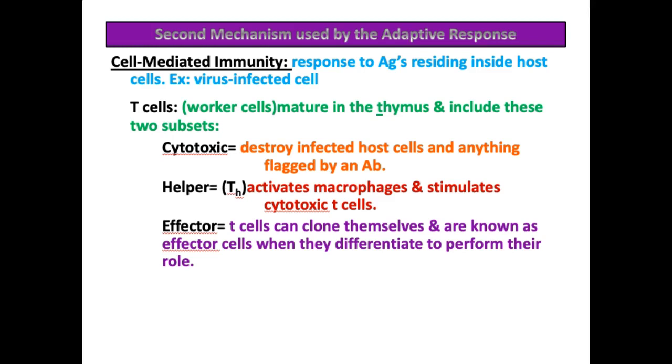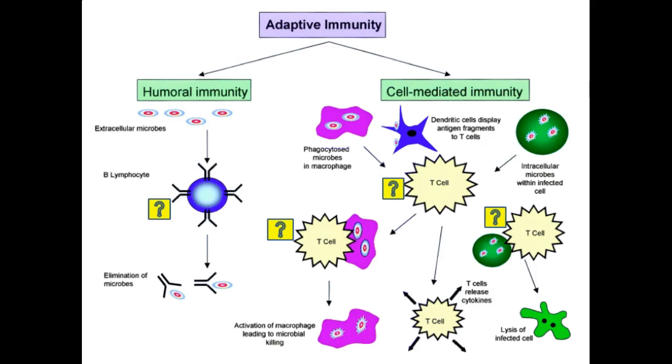So let's take a look at what this might look like. This is an example of the two arms of adaptive immunity. If we follow the humoral immunity side, we've got some extracellular microbes here. They're recognized by the receptor protein of a B cell. Now, the B cell recognizes it and then creates antibodies. The antibodies flag those extracellular microbes, and then those cells are ingested by macrophages.